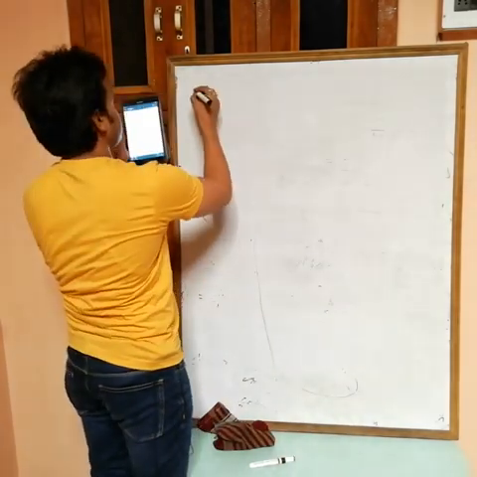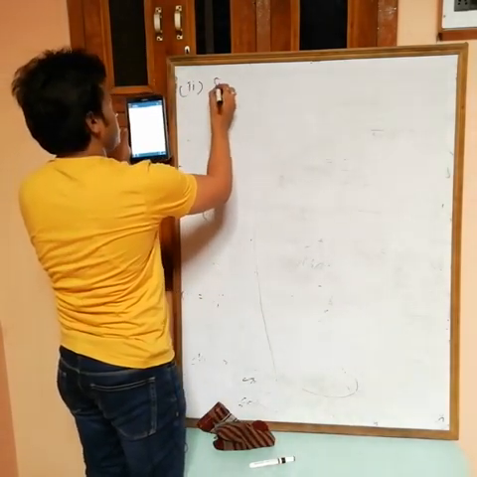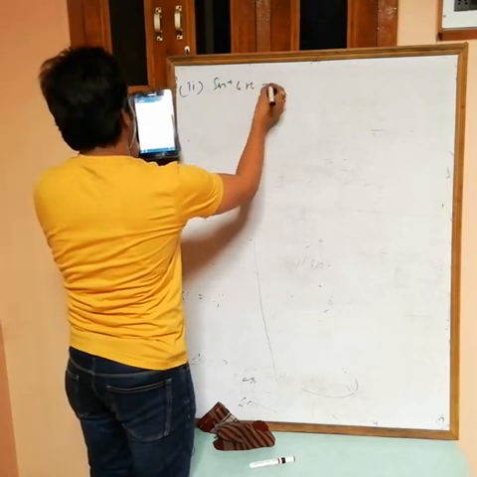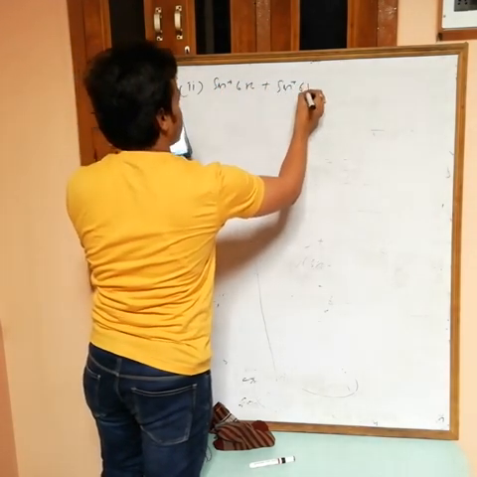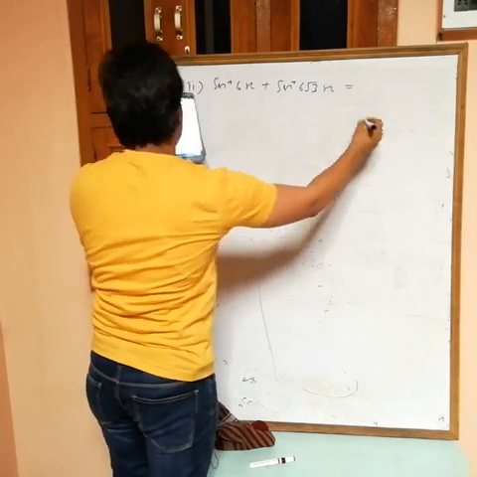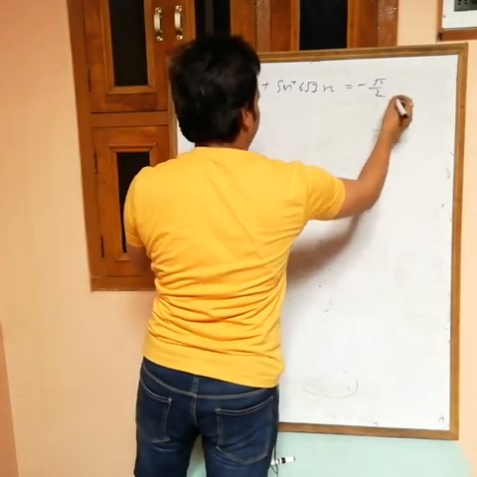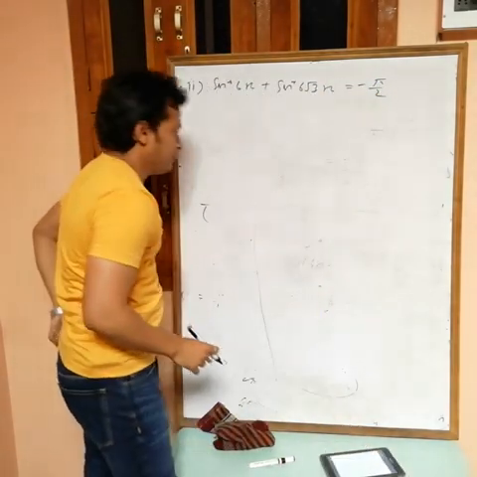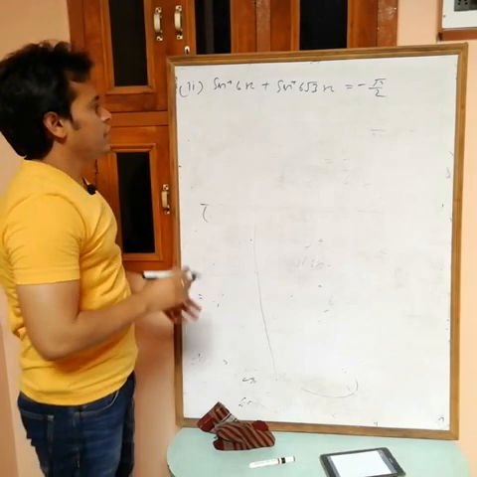Next, sine inverse 6x plus sine inverse 6 root 3x equals minus pi by 2. Again you want to solve this equation. Again, can I solve it easily?